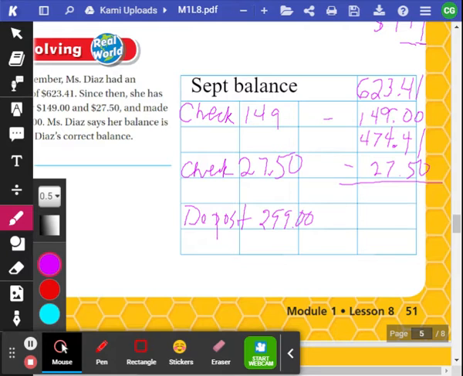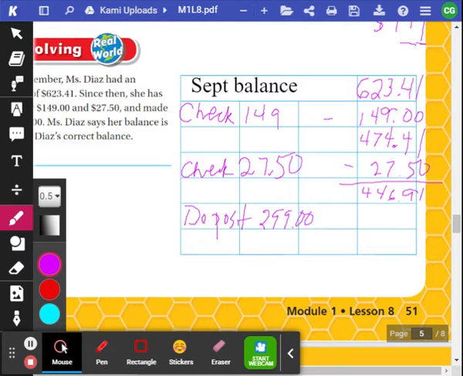Can't take 7 from 3. I need to regroup. That becomes a 6. That's a 13. 6 minus 2 equals 4, and 4. So this now becomes $446.91. Let's make sure that's right.